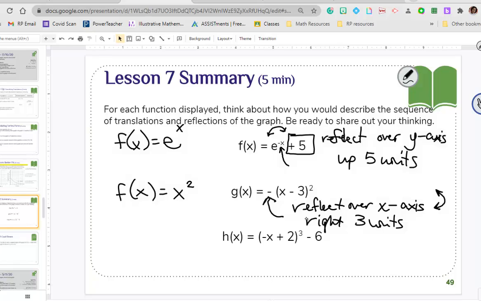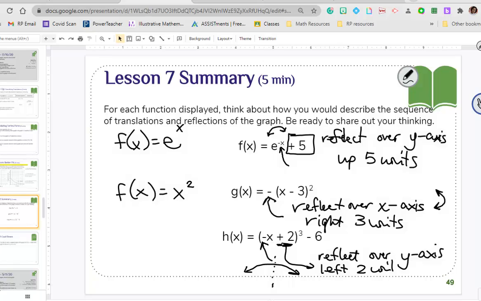In comparison, this last one down here has the negative in front of the x. That means it's flipping all of our x's from positives to negatives. So it's going to reflect over the y-axis. It's going to move it now to the left 2 units. And then it's going to bring this thing down 6 units.